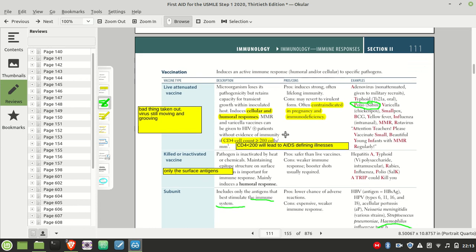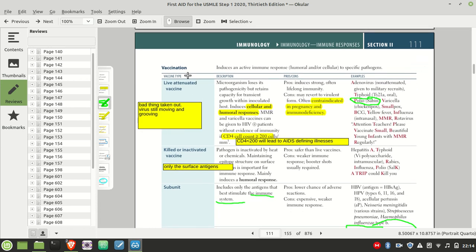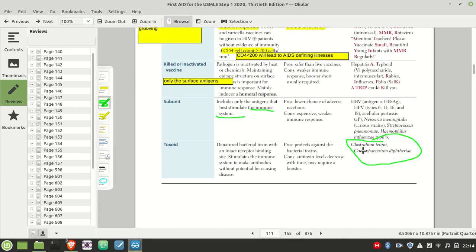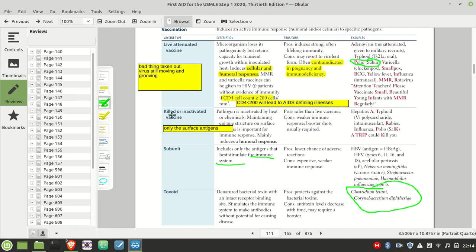Right, so what did we get out of this? It was just what all these were and the reinforcement that you have to memorize all of these. But this is easy. Toxoid is just your C's. Okay? Killed, trip could kill you. Boom.